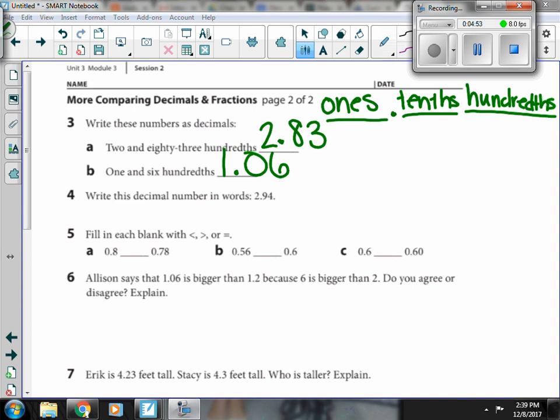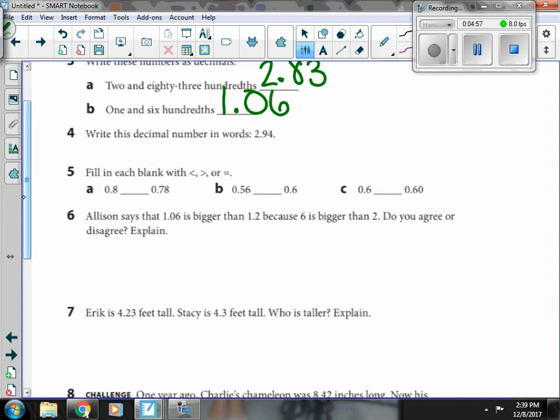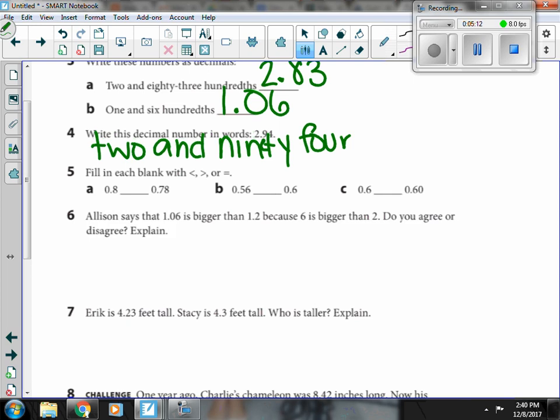And the next one says, write this decimal number in words. So I have 2, my decimal point is "and." Then I have 94. Oh, I forgot the "and." And then I have to say that last place where it ends. So it's 94 hundredths.